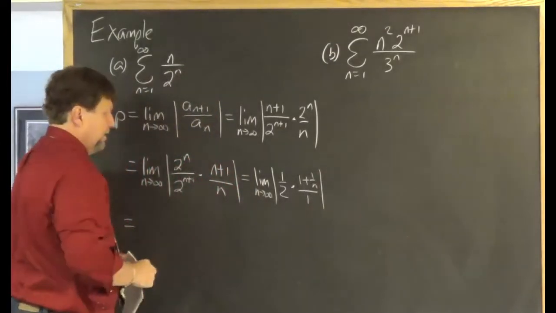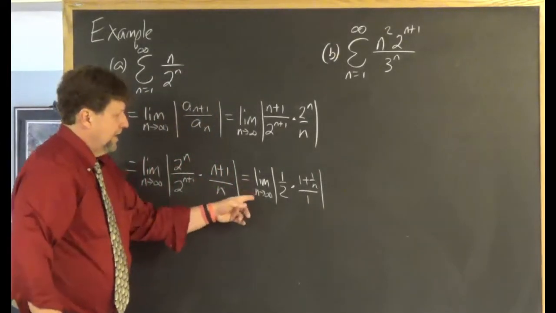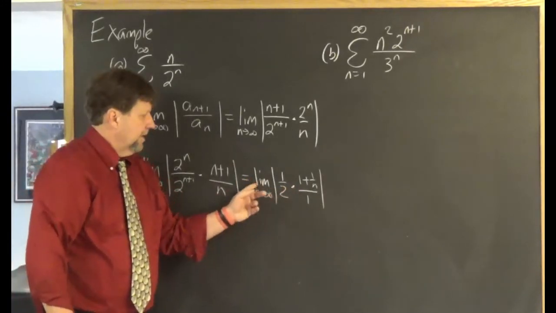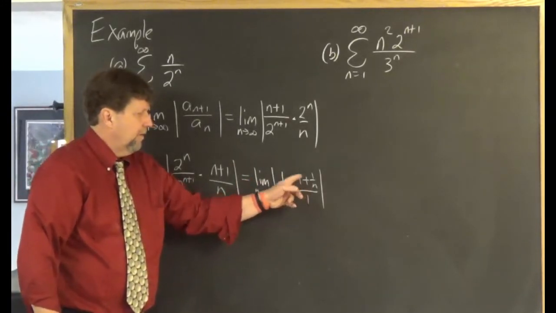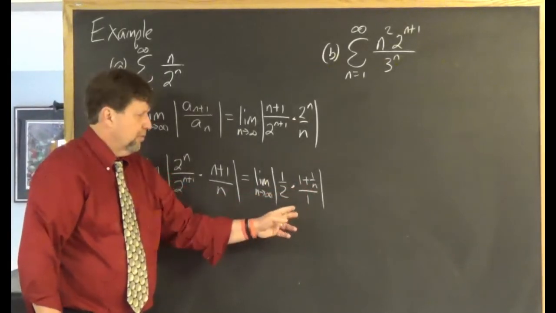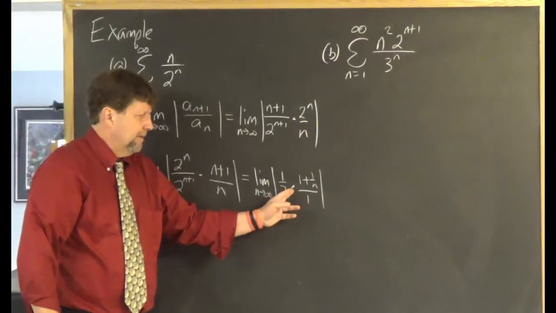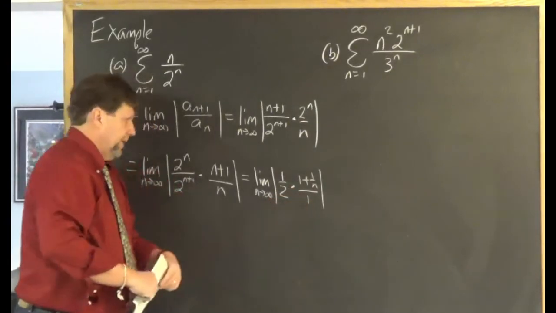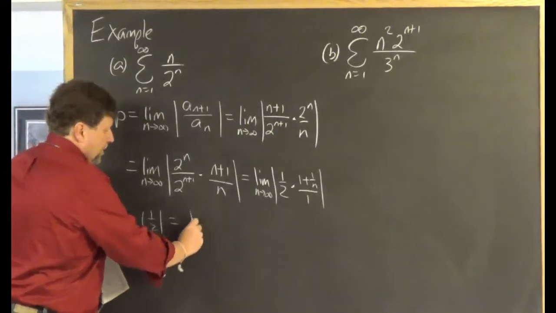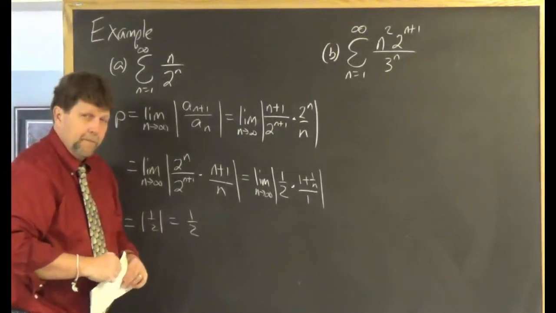And I think I can now do the limit. The limit as n goes to infinity of 1/2, well that's 1/2. The limit as n goes to infinity of 1 is 1. 1 over n is 0. Denominator is 1. So I have 1/2 times 1. So I have the absolute value of 1/2, which is 1/2.